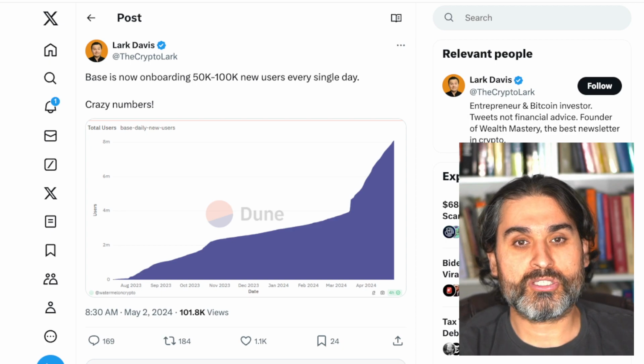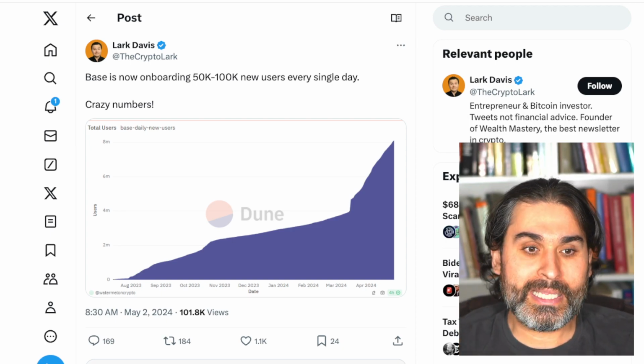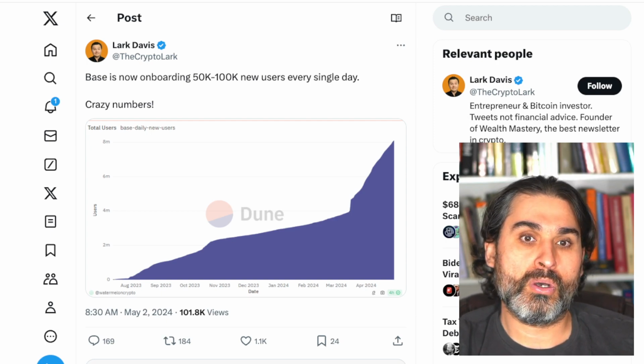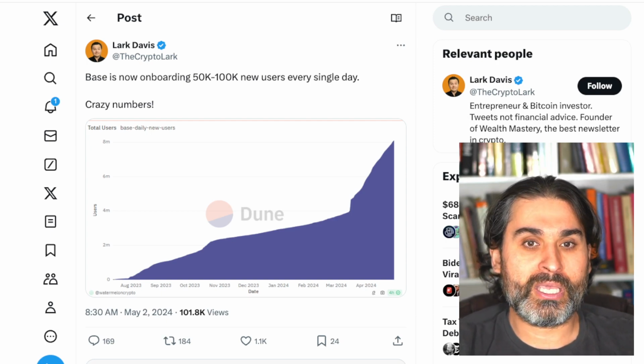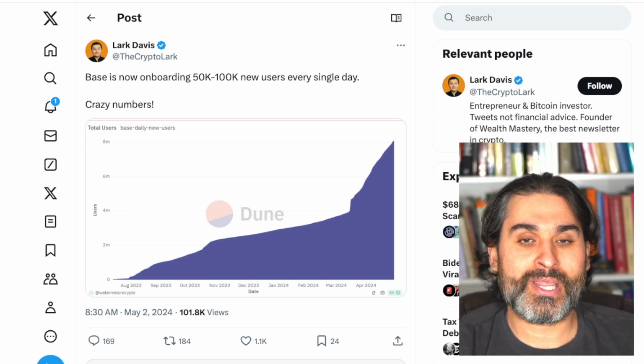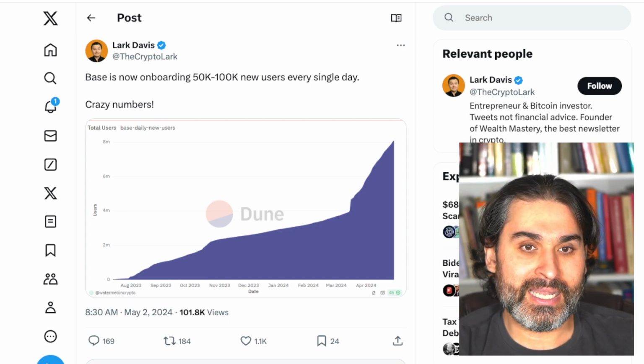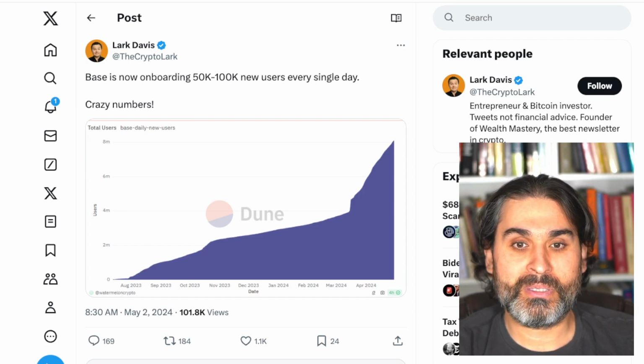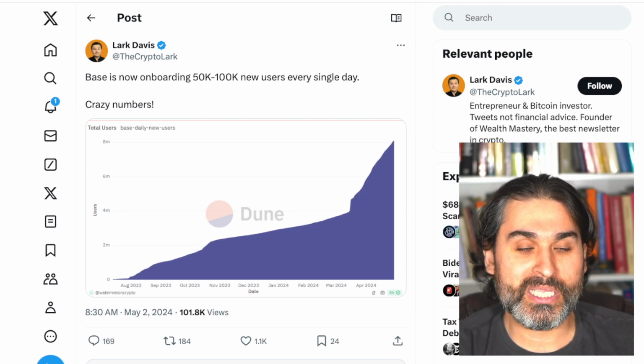Okay, so next we've got some more layer 2 news, and related to that, because blob prices are so low, gas prices on layer 2s are so low. So Base is actually onboarding 50,000 to 100,000 new users every day, and total users have gone up to 8 million users now. Right here at the end of March, you can see pretty much a vertical line with people coming online right after the recent hard fork.